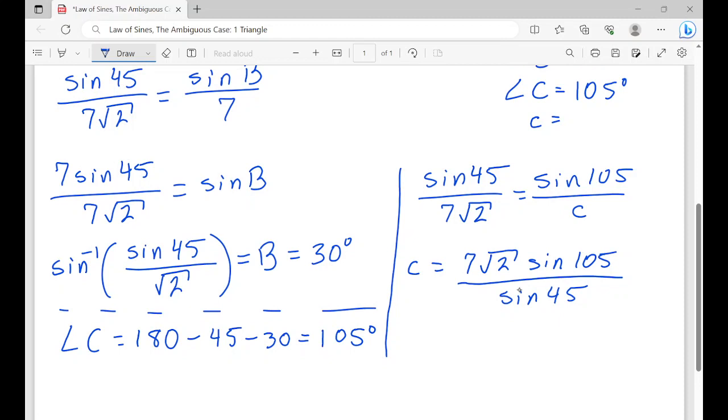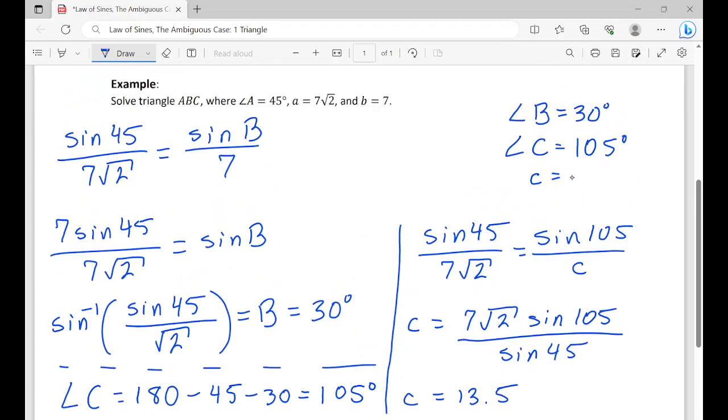And when I plug this into my calculator, again, make sure it's in degree mode, C is going to equal 13.5. So there is my final side, and this completes my triangle for this question.